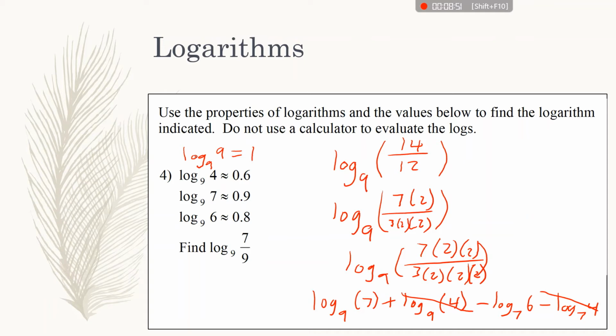Mr. Brendan, yes. If we make it like 7 times 2 times 2, and then 3 times 2 times 3 times 2, can we eliminate the 2s at the bottom, and then we can just get log base 9 of 7 over 6? You can. So from this step you could have just eliminated the 2 here and done 7 and 6. Okay, cool.